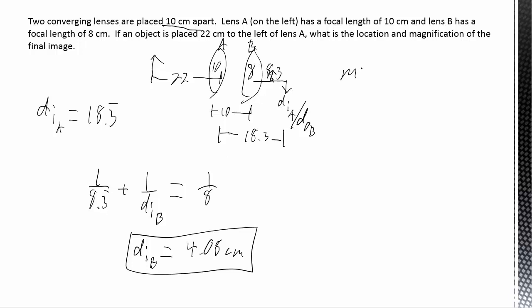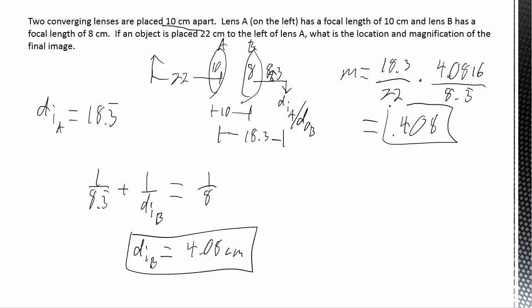If we want to find the magnification, we plug in the same 18.3 and 22 that we did for lens A. And now we have different lengths for lens B. So we've got 4.0816 over 8.3 repeating. Multiply that through. You get 0.408, so a little bit larger than last time. The magnification is a little bigger. Also positive, so we end up with an upright image still.